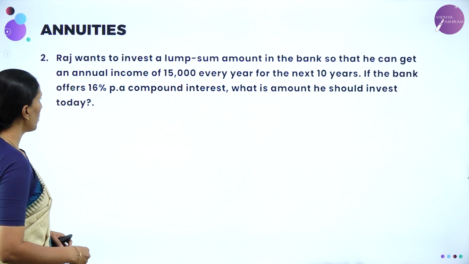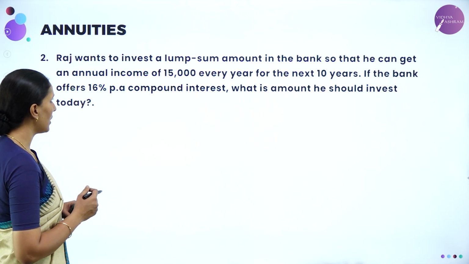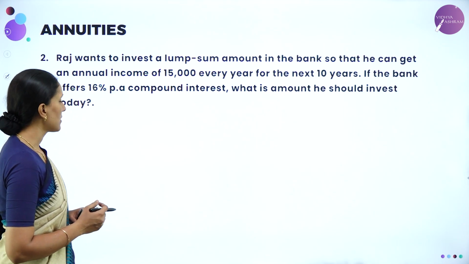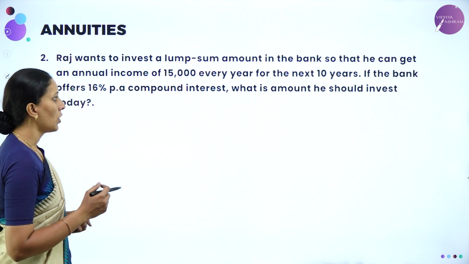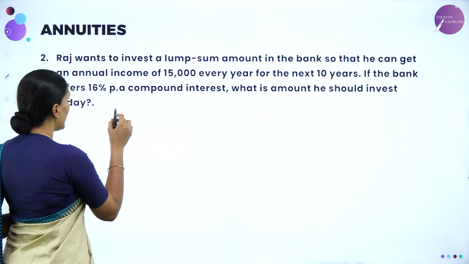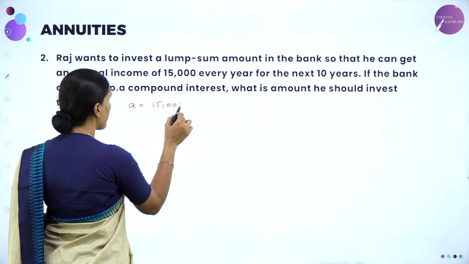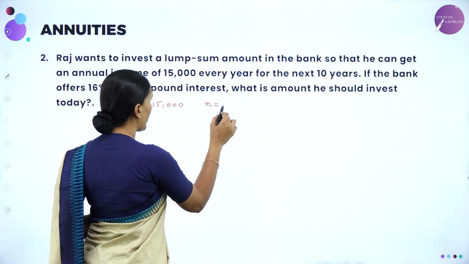Next, Raj wants to invest a lump sum amount in the bank so that he can get an annual income of 15,000 every year for the next 10 years. If the bank offers 16% per annum compound interest, what is the amount he should invest today? So here he'll get an equal installment of 15,000 every year for the next 10 years. That is for n is equal to 10 years.